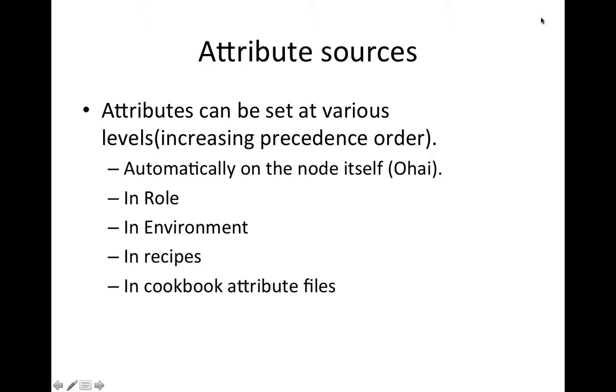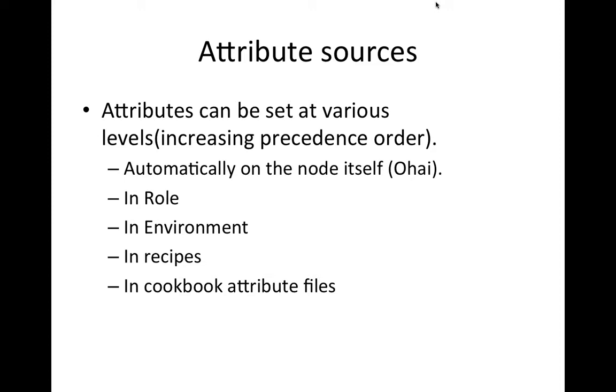So first, if we look at the attribute sources, attributes can be set at multiple levels. First is automatically set by OHAI. All the attributes which we have used so far, kernel name, host name, all those attributes were set by OHAI. Now there are a few attributes which are not set by OHAI, but Chef sets them. All of those come under automatic attributes.